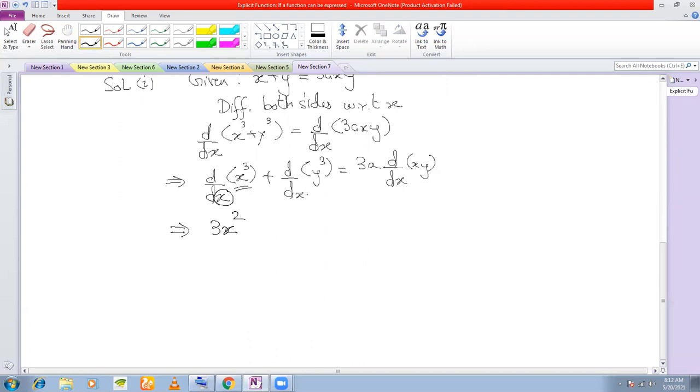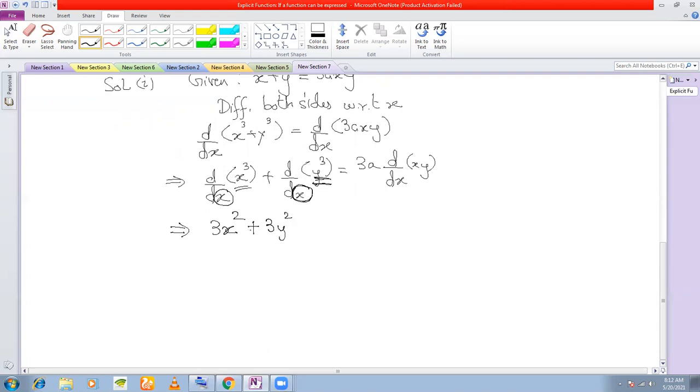This is okay. But here I have a y, which is a dependent variable, and I'm differentiating it with respect to x. Y is not a constant, remember, y is also a variable. Y is a dependent variable, and I want to differentiate it with respect to x. So how will I differentiate? First, I will differentiate this function with respect to y. So if I differentiate y cube, how much will I get?